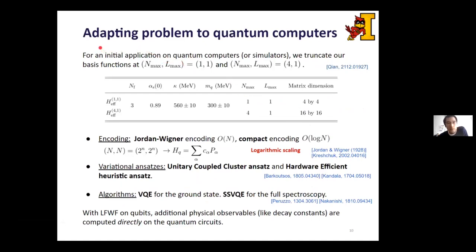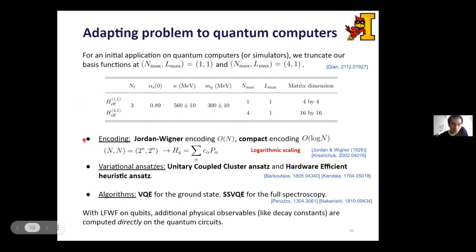As the first speaker talked about on Monday, nowadays, when we look at quantum computing applications, we have to adapt the problem to a smaller size in order to fit onto quantum computers. So for our initial application on quantum computers or simulators, we truncate our basis functions as follows. Mx equal to Lmax equal to 1 will be the smallest non-trivial Hamiltonian that we can have in this model, and also Mx equal to 4 and Lmax equal to 1. These two Hamiltonians have parameters listed as follows. The first Hamiltonian will be a 4x4 Hamiltonian, and the second will be a 16x16 Hamiltonian.